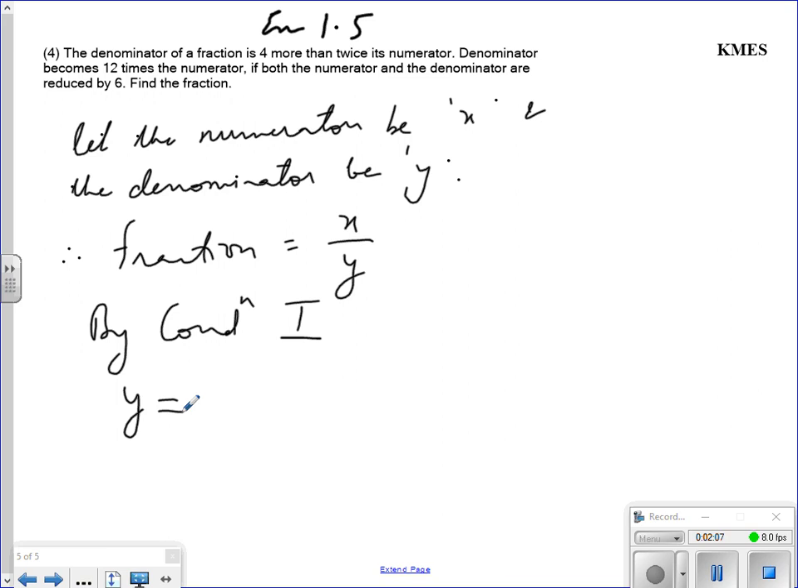Now the numerator here is x. So twice the numerator will become 2x, and 4 more to it, so plus 4. This will give us the first equation, y equal to 2x plus 4. Arranging it, we get 2x minus y equal to minus 4, which becomes equation number 1.